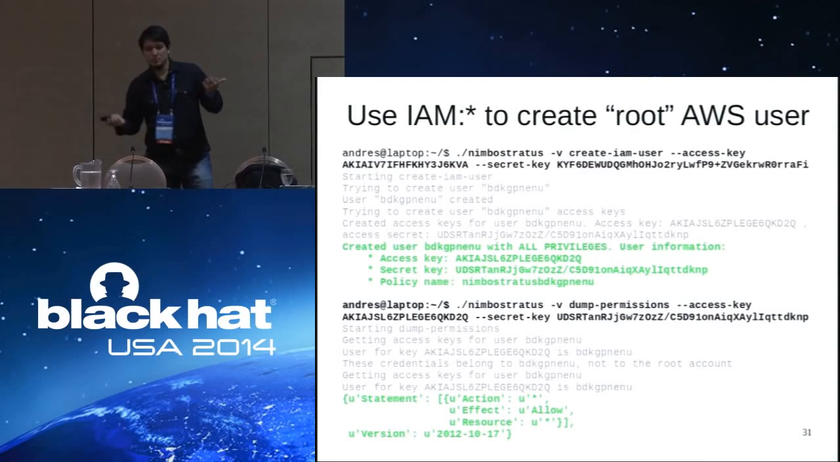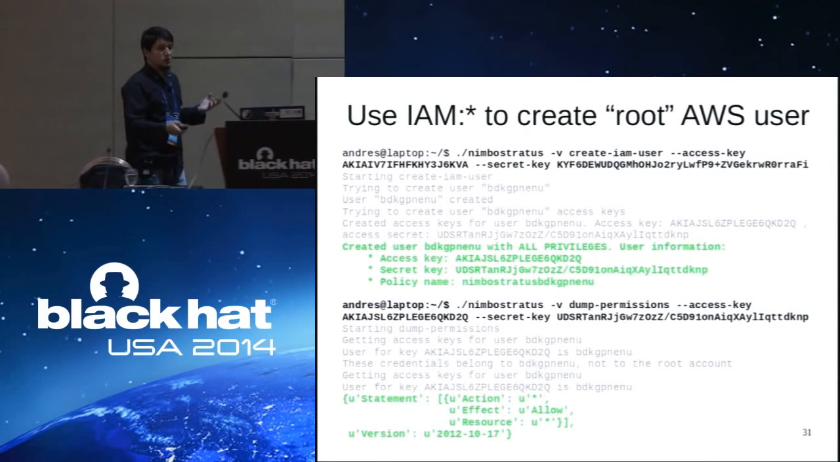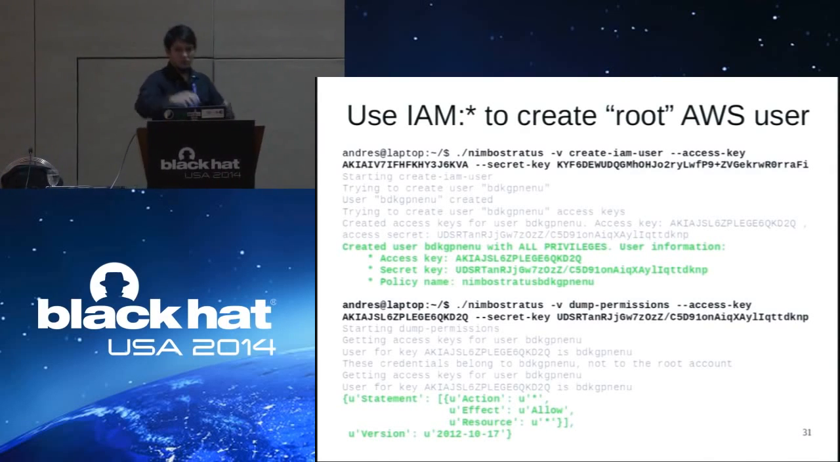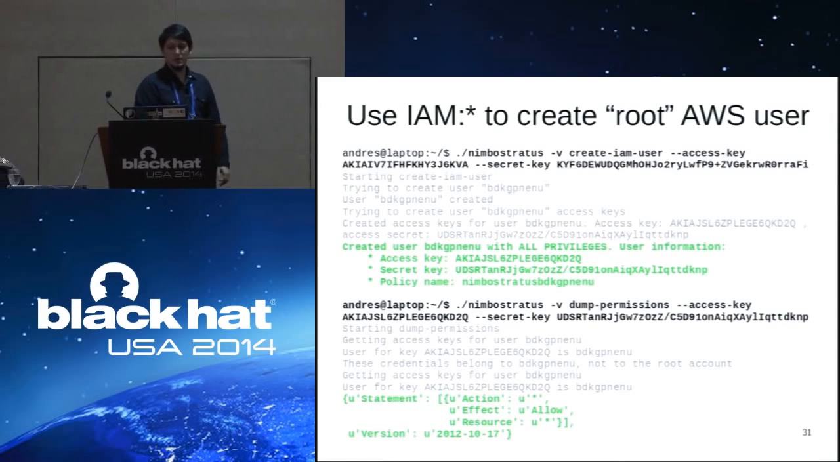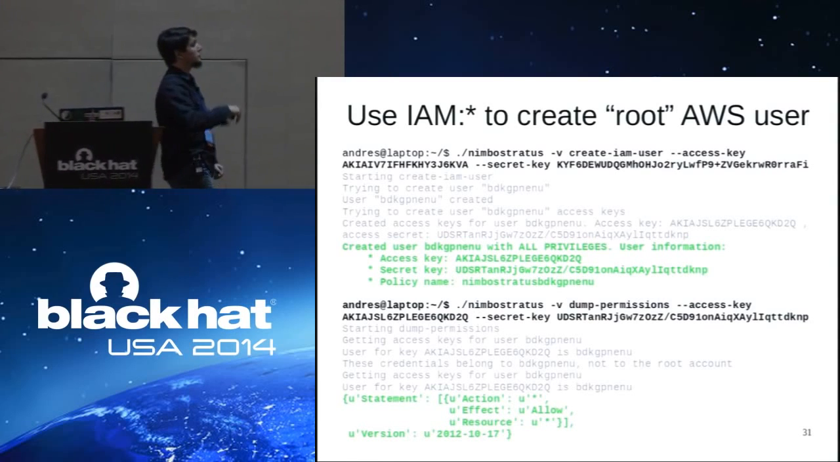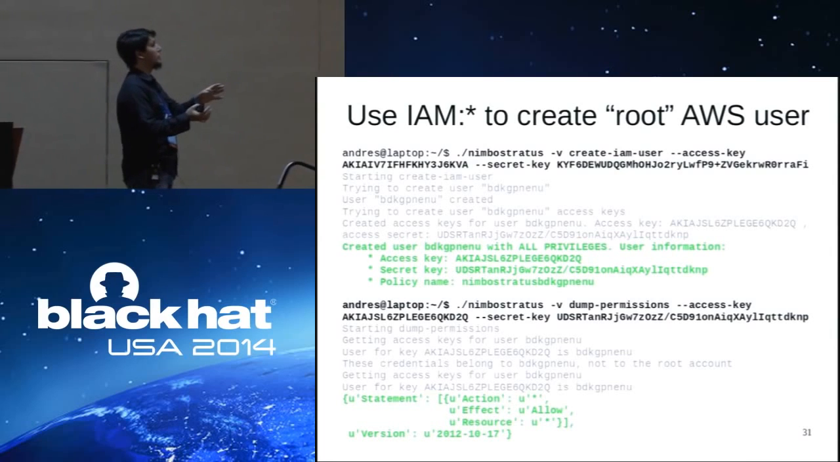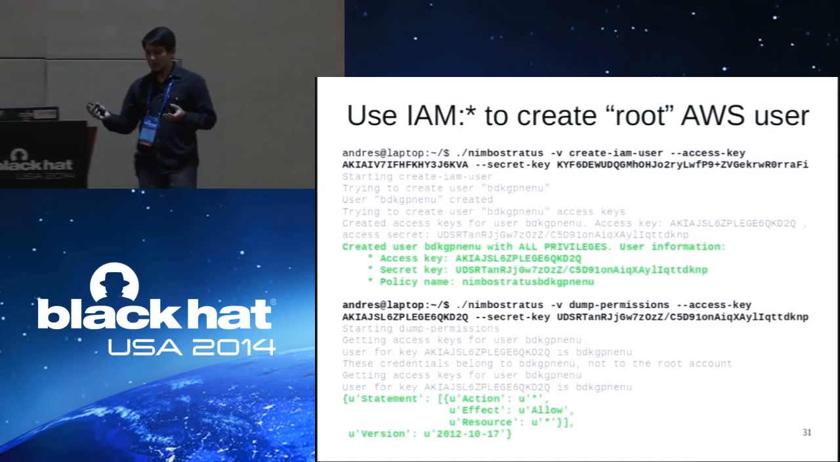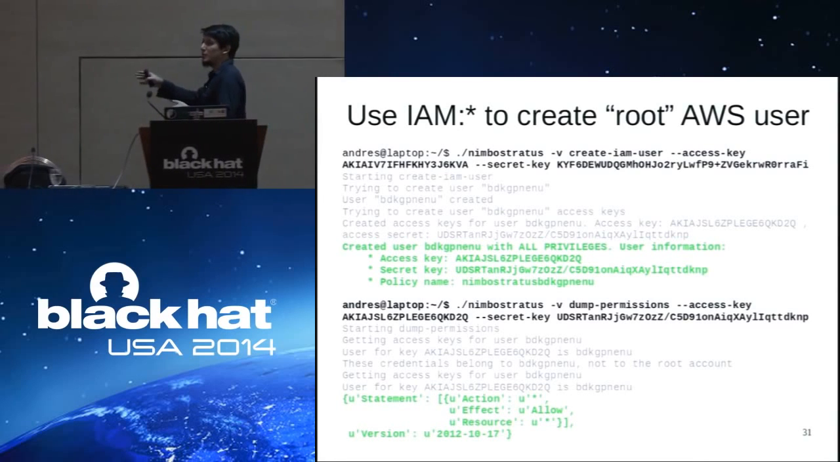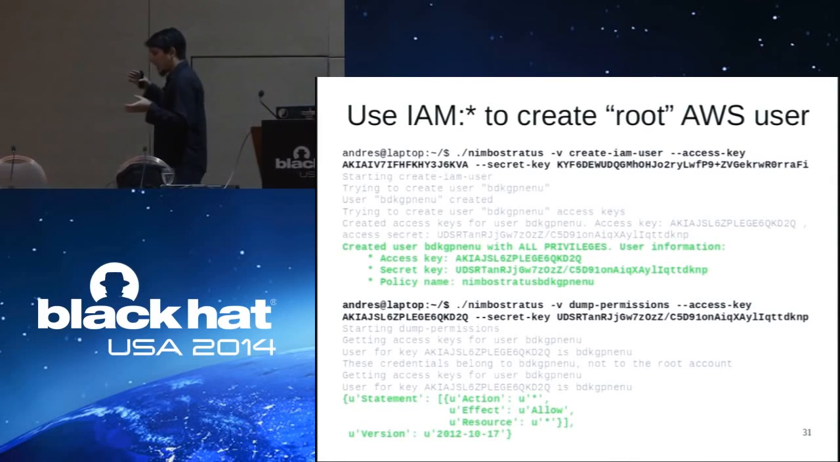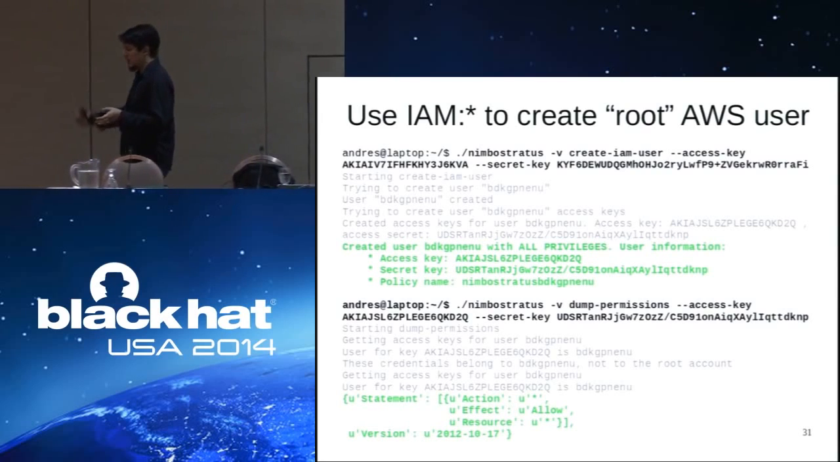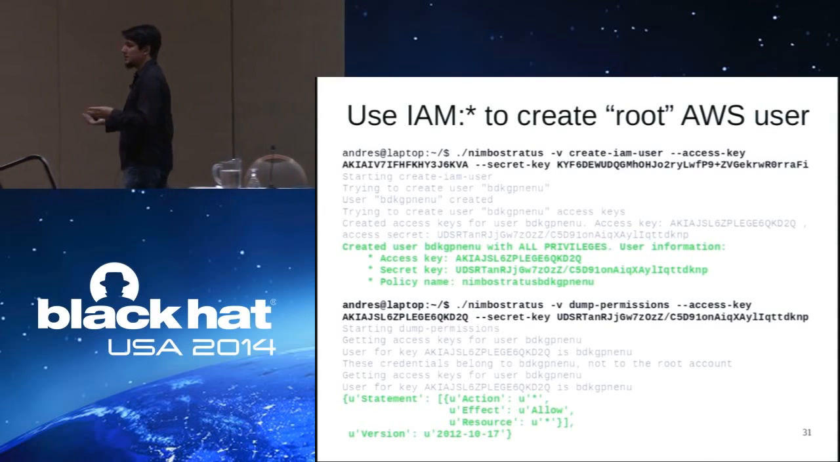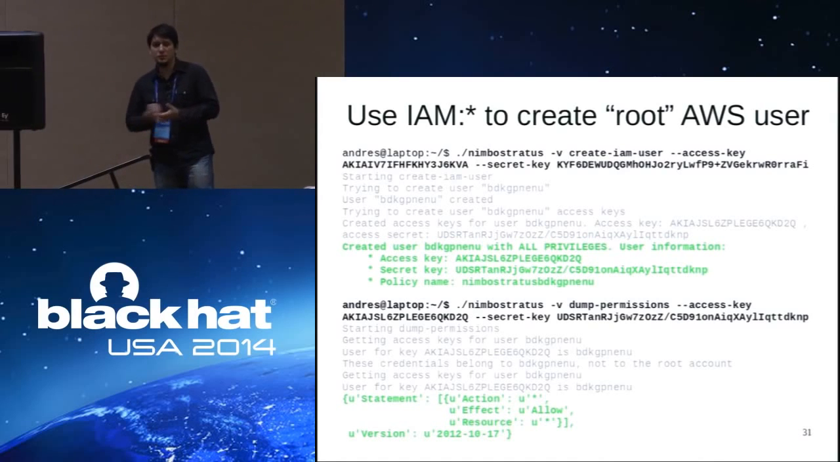So let's do it. Why not? We wrote a small script that does that. Create IAM user. If you provide the right credentials, it will be able to do it. And it will create a random user with a random name with all the privileges. That means that new user will be able to send any request to any of the Amazon APIs, and it will succeed. Okay?